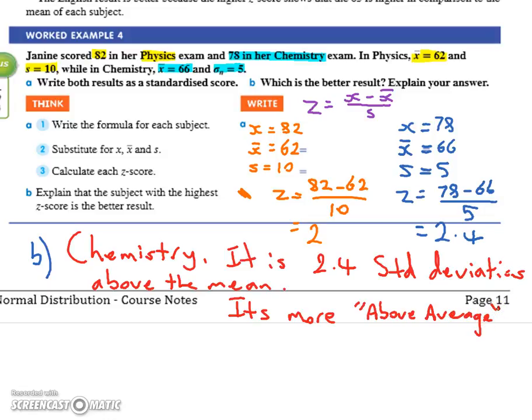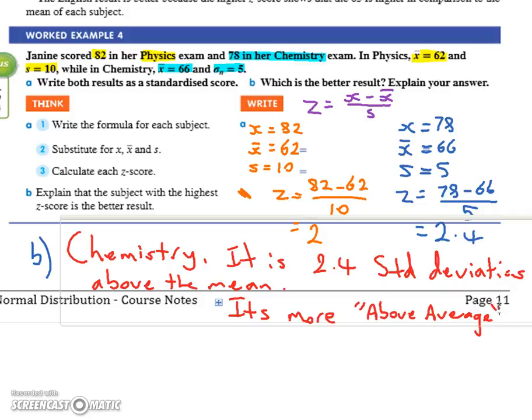Now, both of those scores are above average because the average is the mean, and they're 2 standard deviations at least above the mean. Chemistry, on the other hand, is actually more above the mean, so above average. Okay, so they're both above average, but one of them just happens to be more above average. Notice how I haven't said anything about the actual marks because they've both got different means and they've both got different standard deviations. So we're not trying to compare the marks, we're comparing the results.